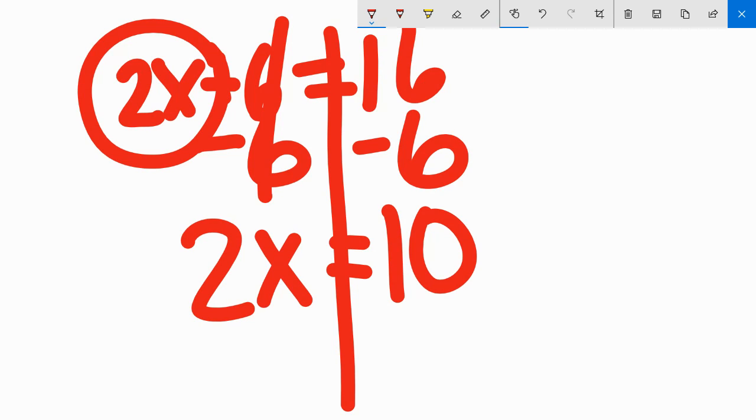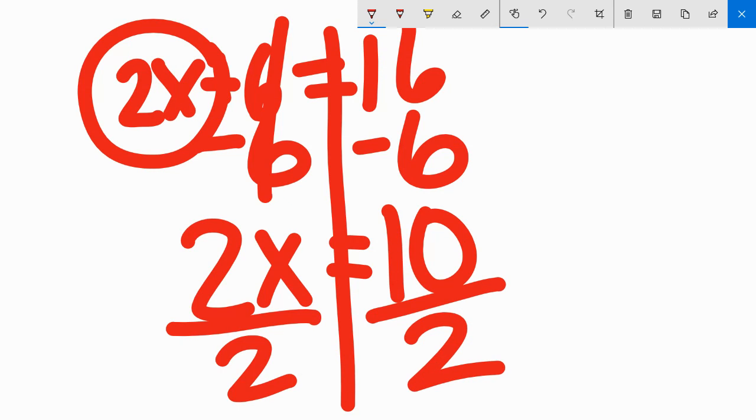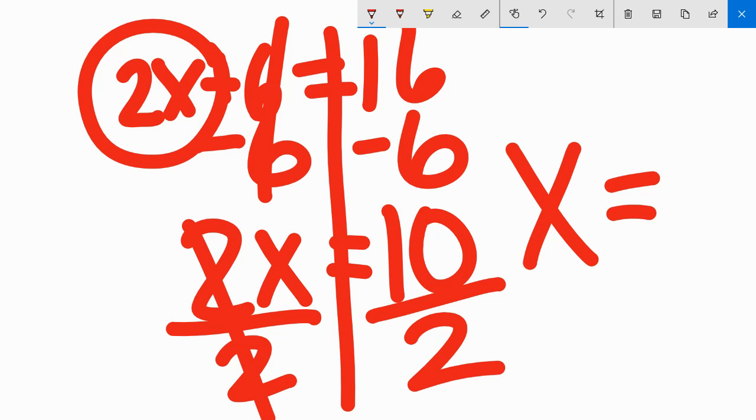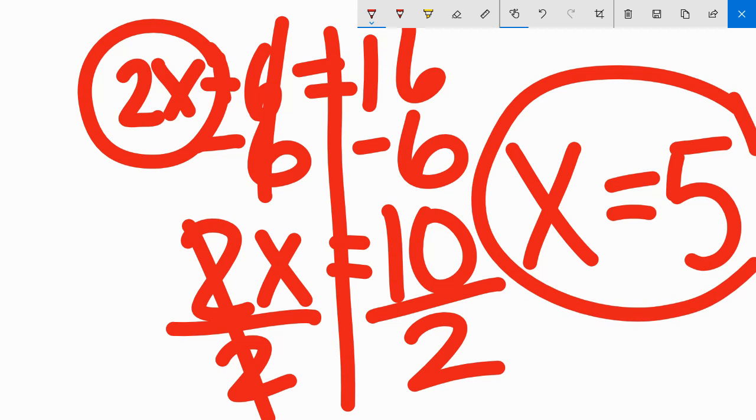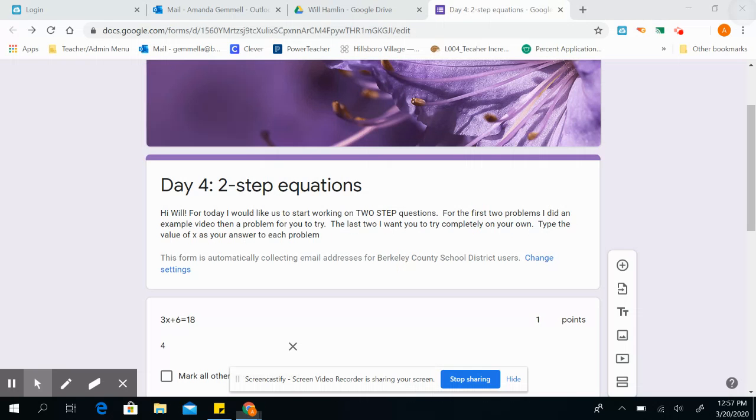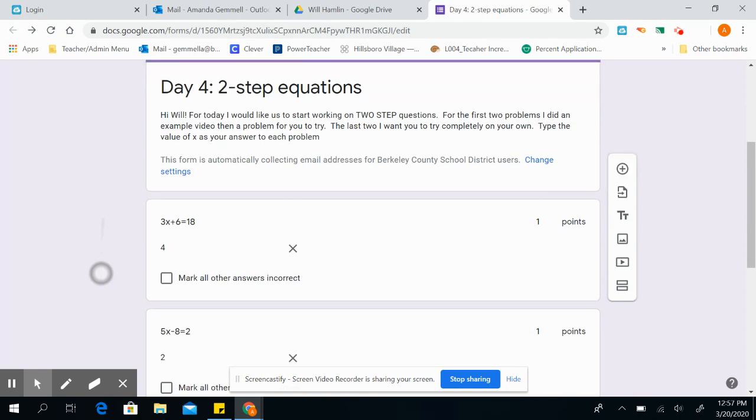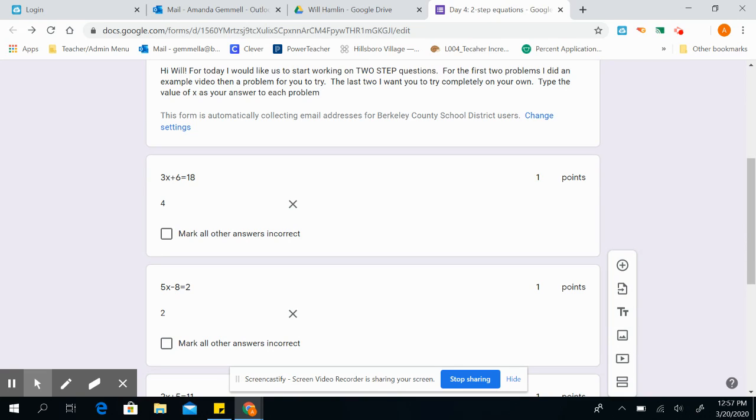Because this is multiplication, the inverse is going to be to divide by 2. Divide by 2. Okay, so then I'm left with x equals, and 10 divided by 2 is 5. So my answer is x equals 5. Okay, so I'm going to X this out. Okay, now the problem that you are going to try says 3x plus 6 equals 18.